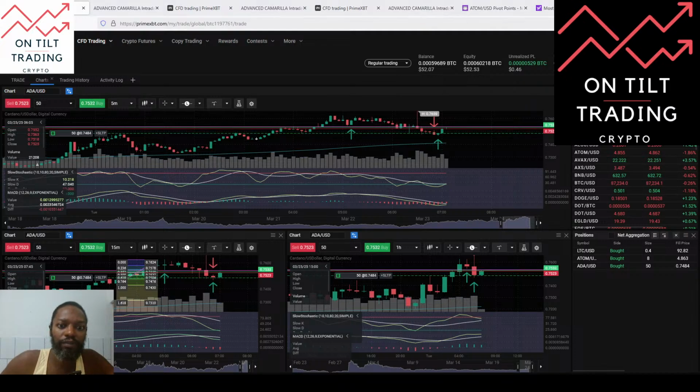So first up here, this is a candlestick area. This is a volume profile. This is a slow stochastic indicator. And down here, this is a MACD indicator.